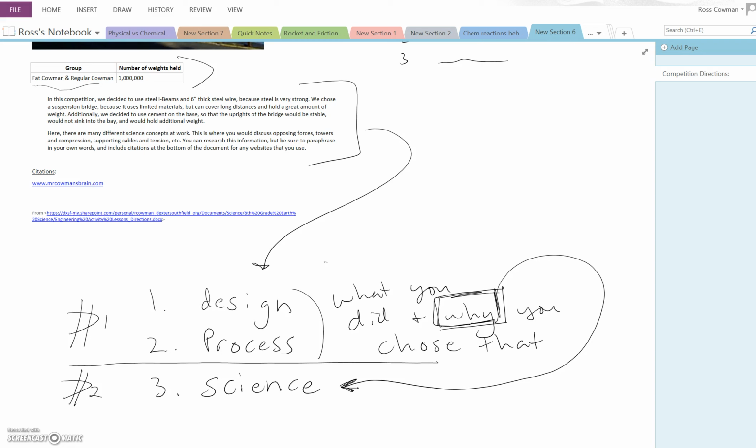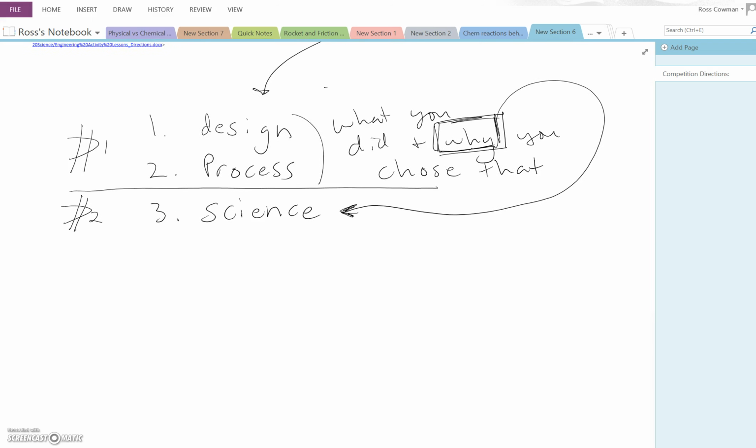Regardless, your write-up should be 2 paragraphs in length, might be 3, there might be 3 short paragraphs or 4 short paragraphs, but it should basically be about half of the page, right? We want to give a good description of what the design was, why you chose that design, how you built it, and the science behind it. That can be in 2 separate paragraphs or all woven together. The one thing I want to remind you not to do is don't tell me what I already know.